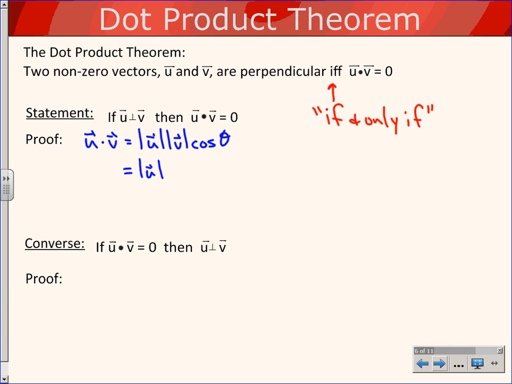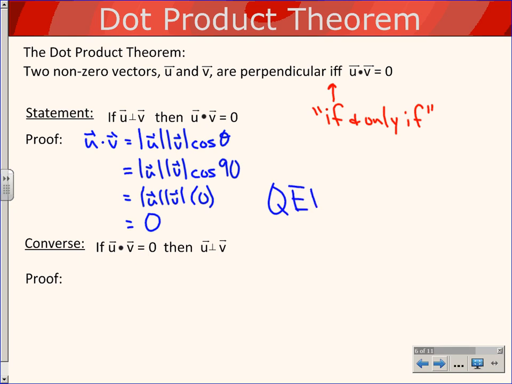But we do know information about the angle in between. We're told they're perpendicular, which means the angle's 90. So I can put that in there. And if that's true, cos of 90 is equal to 0, and anything times 0 is 0. So u dot v has to equal 0. That part's proven. Second one is a little bit trickier.